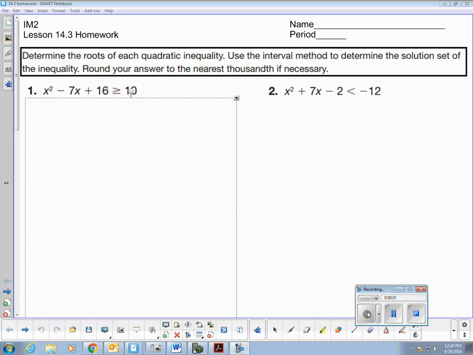Lesson 14.3 is solving quadratic inequalities. And the first step we want to do when we solve an inequality is to change the inequality into an equation.